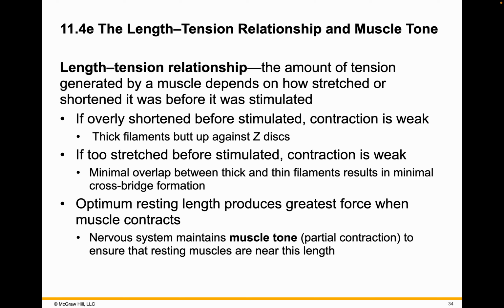So there's a length-tension relationship. The amount of tension generated by a muscle depends on how stretched or shortened it was before it was stimulated. If it's overly shortened before stimulation, we get a weak contraction because the thick filaments already butt up against the Z-disc. If it's too stretched before stimulation, we also get a weak contraction because we get minimal overlap between thick and thin filaments, which results in minimal cross-bridge formation. So optimum resting length produces the greatest force when the muscle contracts. That's one of the reasons why the nervous system maintains muscle tone, a partial contraction, ensuring that resting muscles are near this length.